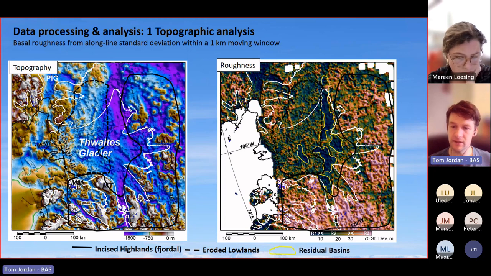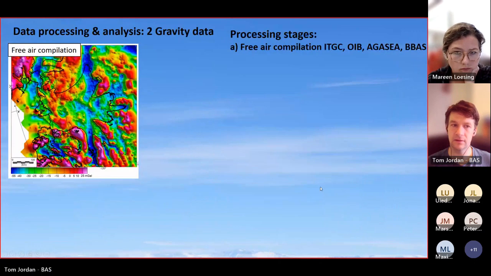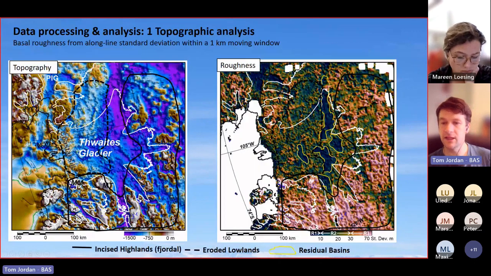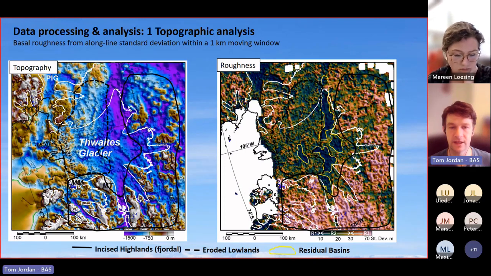But then there's a third kind of area, these very, very smooth areas outlined in yellow, and I call these residual basins. Those are the three geomorphic regions that we pick out from the roughness.